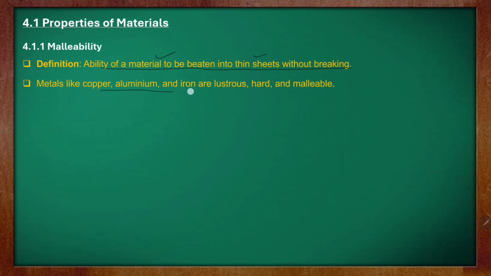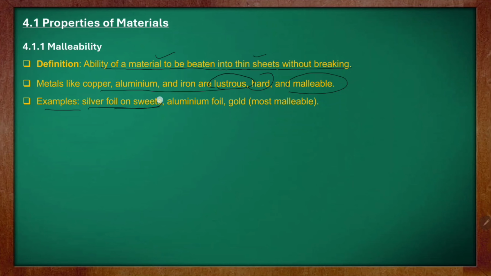So metals like copper, aluminium and iron are lustrous, that means they have shine, and they are hard and malleable. This was the observation that we took from the experiment. An example is silver foil on sweets. Have you seen there are some silver foils on sweets, or gold foils in some expensive sweets? Silver is also a metal, so if you can make those small foils from silver, that means it is very malleable. An aluminum foil, which is used to pack your lunch, especially your rotis and chapatis, is also a metal made from aluminum. It has been beaten into that thin sheet, isn't it?